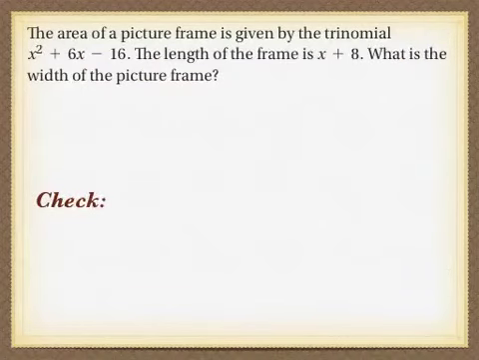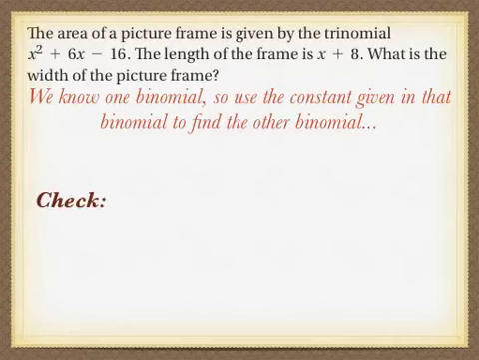The area of a picture frame is given by the trinomial x squared plus 6x minus 16. The length of the frame is x plus 8. What is the width of the picture frame? Remember to find the area, we multiply length times width. They tell us that the product of length times width needs to be x squared plus 6x minus 16. Then they tell us that the length is x plus 8. Notice they've given me one of my factors here, a +8. So what number times +8 is going to give you -16?